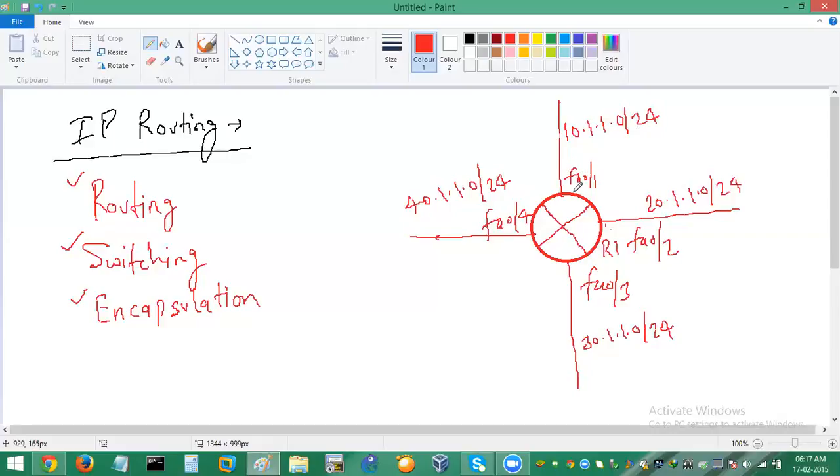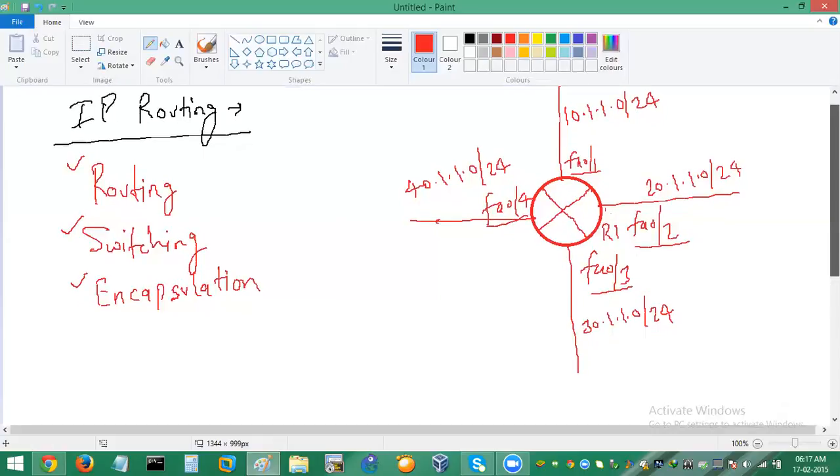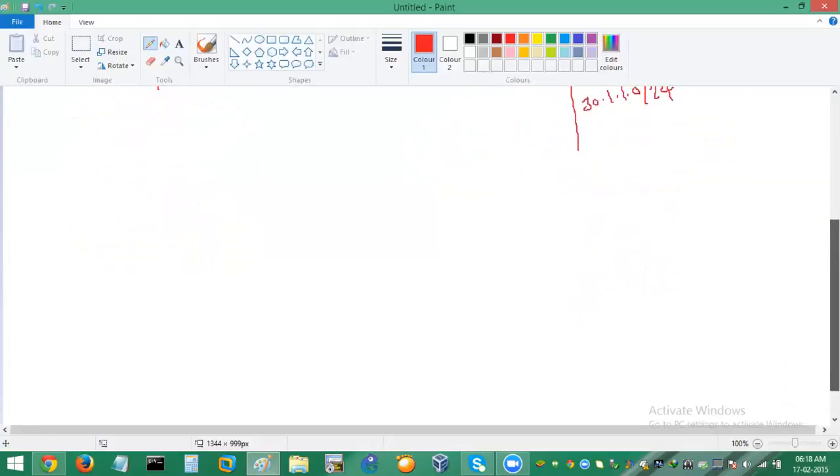So I have 4 different interfaces: f/1, f/2, f/3, and f/4 on this router. And I have 4 different subnets connected to these 4 different interfaces: 10 network to 0/1, 20 network to 0/2, 30 network to 0/3, and 40 network connected to FA0/4. Now, before I talk more about this router and connected subnets, let me tell you one thing.